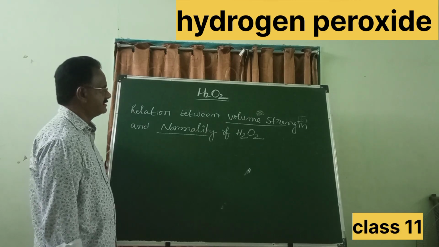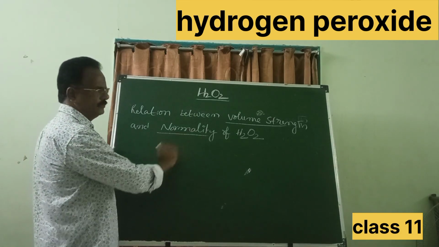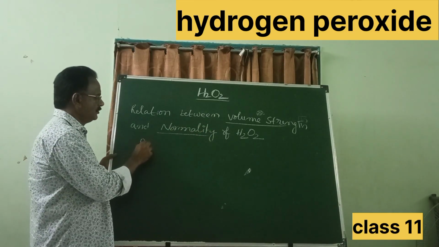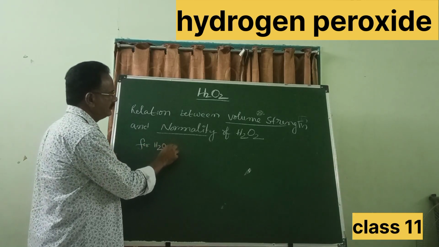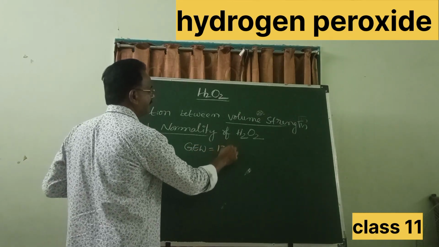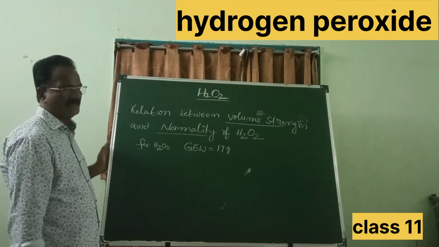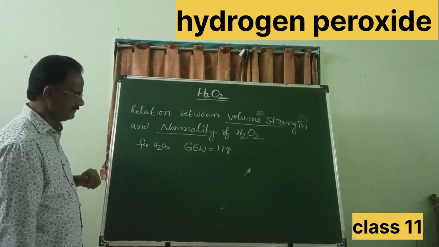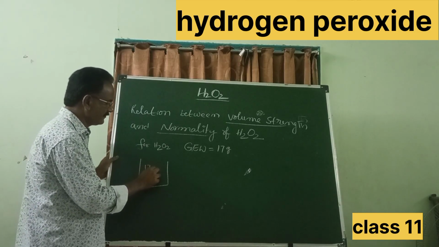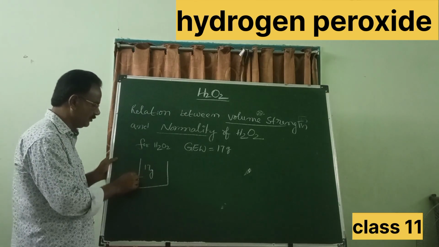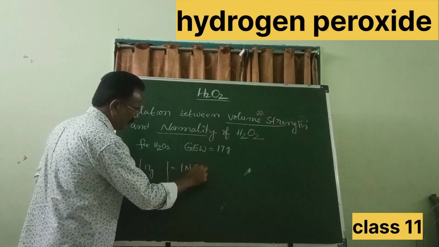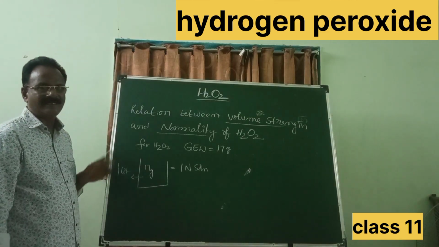Now, let us see the relation between volume strength and the normality of H2O2. For H2O2, the gram equivalent weight, GEW, is equal to 17 grams. A solution having 17 grams, the gram equivalent weight of H2O2, in 1 liter is called a 1N solution. Is it clear?